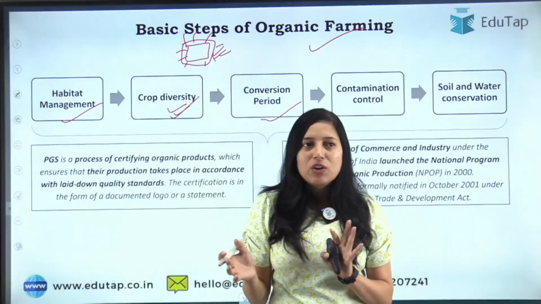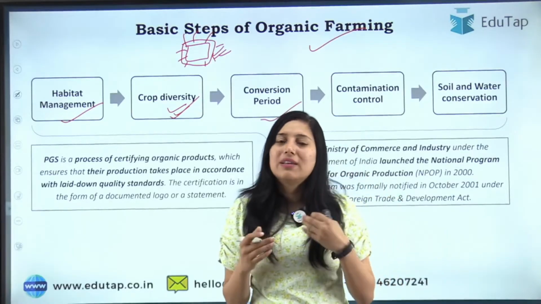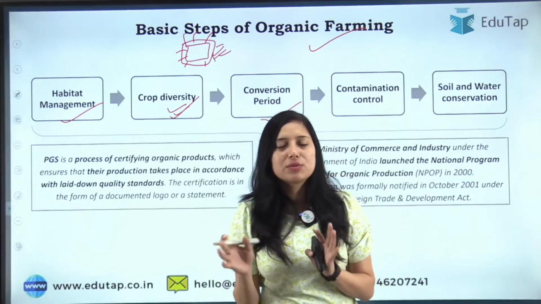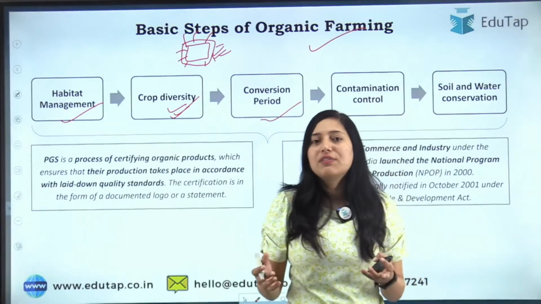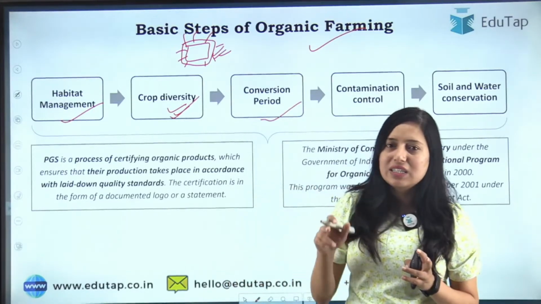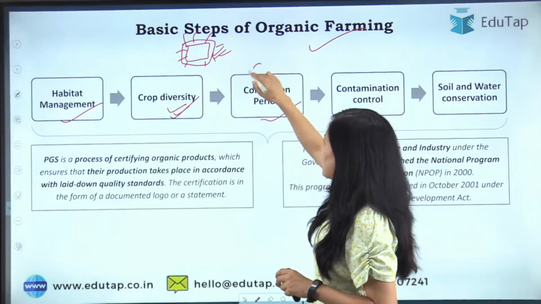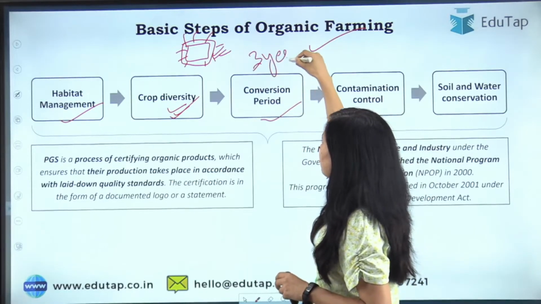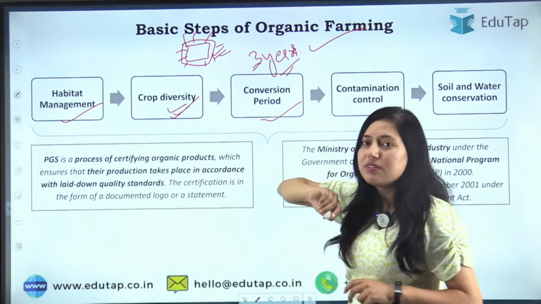Generally for an annual or a seasonal crop, a 12-month to 24-month conversion period is required, and for perennial it is 36 months. So usually 3 years. Okay? Just remember, 3 years of conversion period is required.